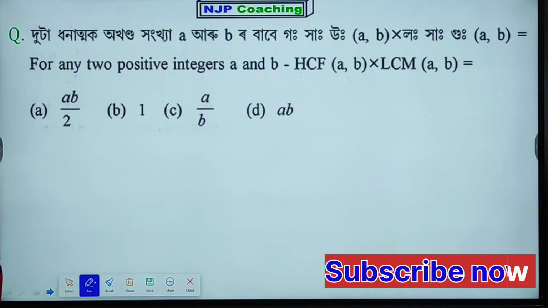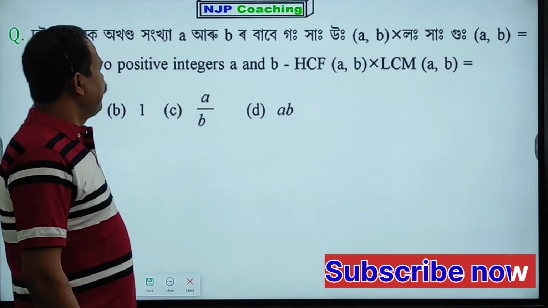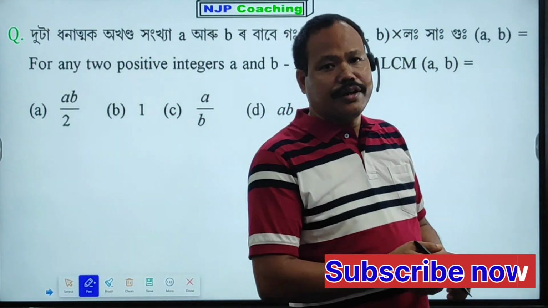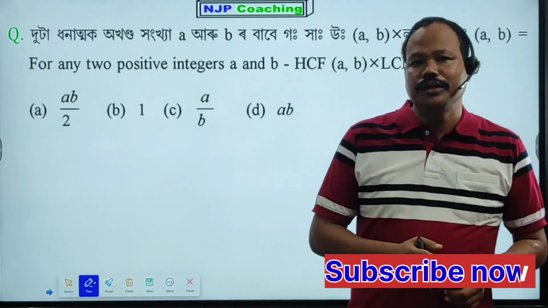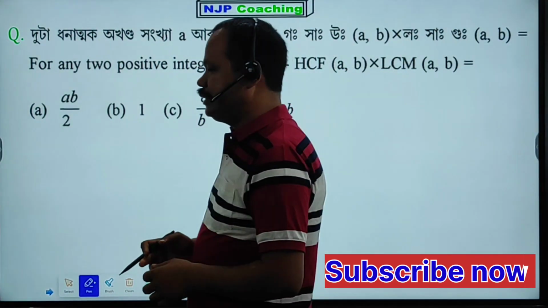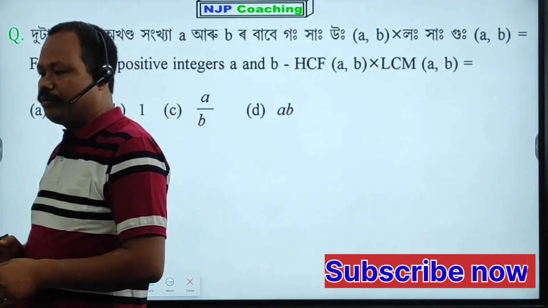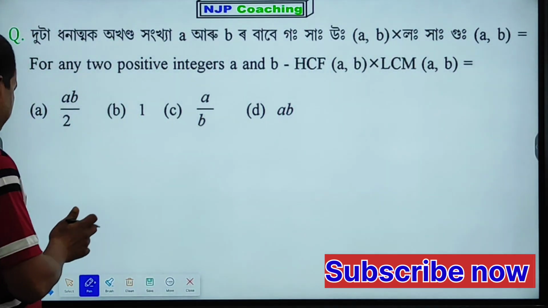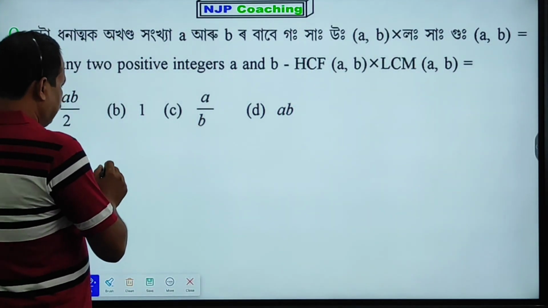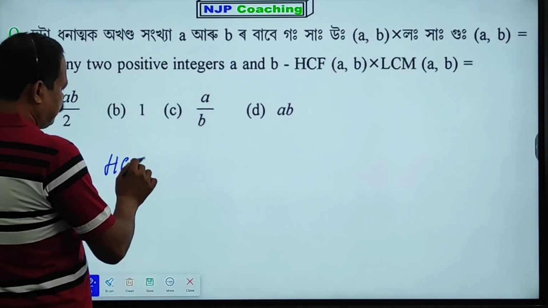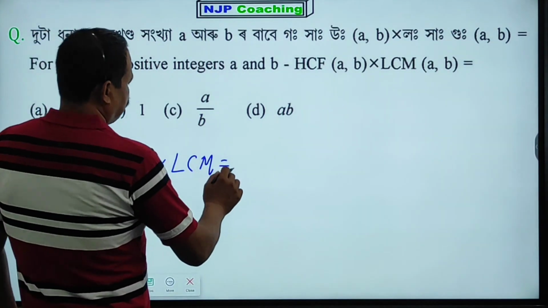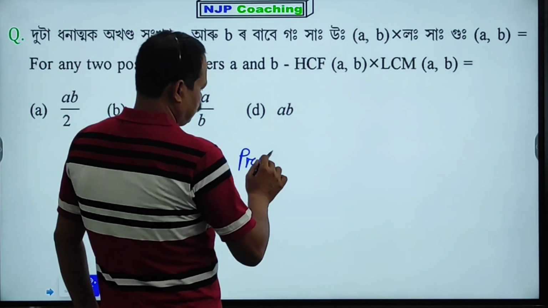Next question. For any two positive integers a and b, HCF of AB, LCM of AB. So very simple: HCF or LCM, product of two numbers.